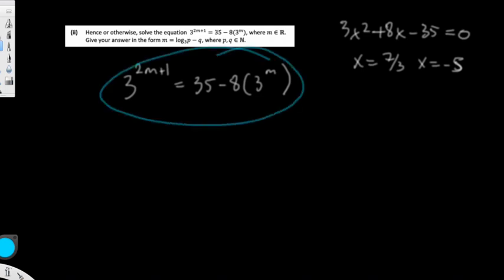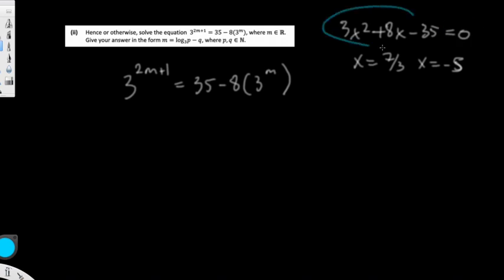So the first step is to take this thing and make it look like this thing here. Well, here we have a 0 on the right-hand side and everything else on the left-hand side. So let's do that first. That means we've got 3 to the power of 2m plus 1. So I'm trying to make this look like this, okay?